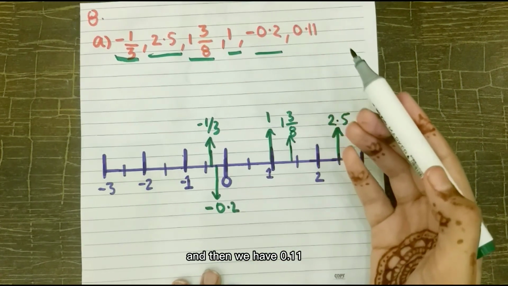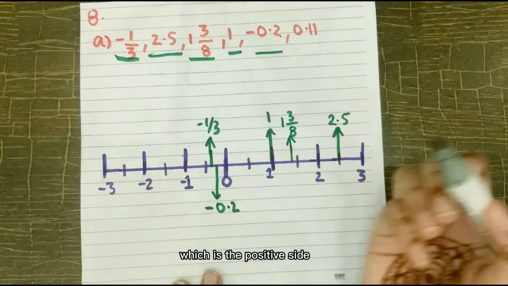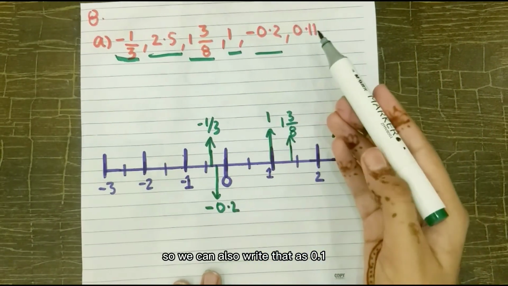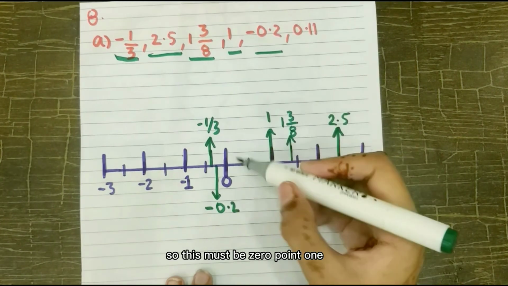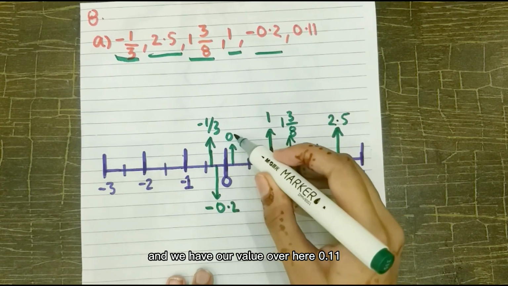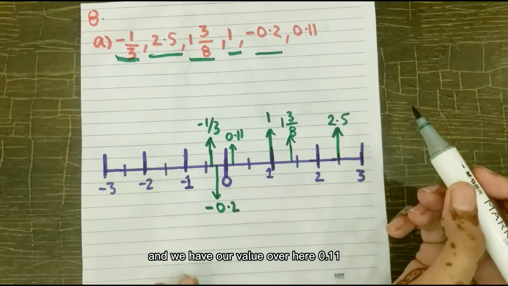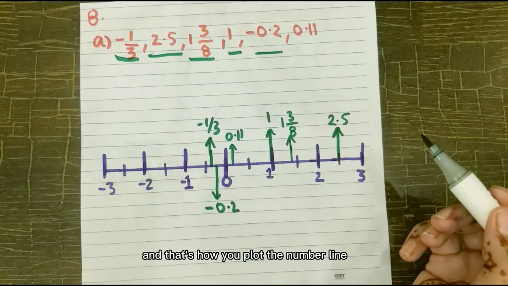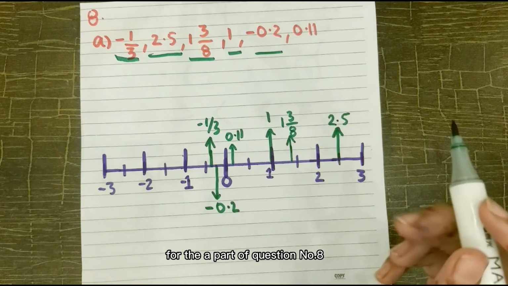And then we have 0.11, which is on the positive side. We can also write that as 0.1. So this must be 0.1, and we have our value over here, 0.11. And that's how you plot the number line for the A part of question number 8.